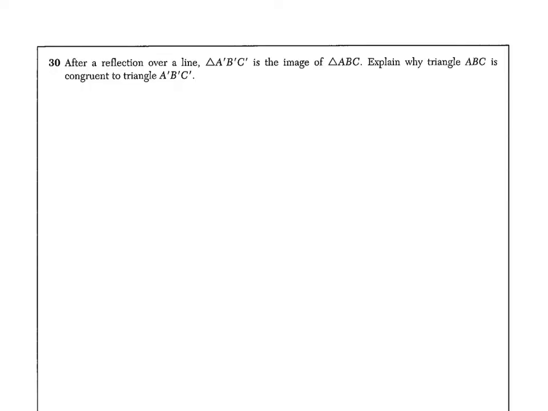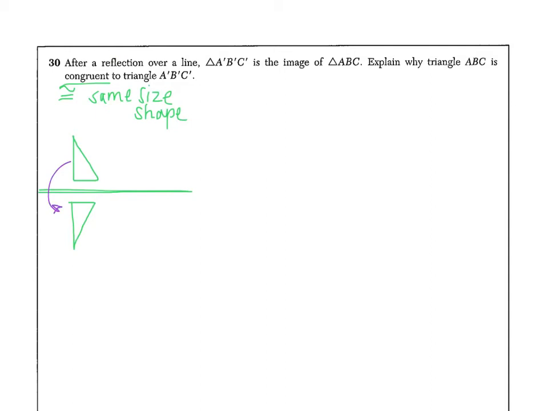Number 30 says, after a reflection over a line, triangle A prime, B prime, C prime is the image of triangle ABC. Explain why the triangle ABC is congruent to triangle A prime, B prime, C prime. Remember that congruent means same size and same shape. So if I were just to think about this on a graph, off a graph, it doesn't matter. If I take a triangle ABC and reflect it over a line, that's just a flip. And when I flip a triangle, I keep the same size, same shape, but I have to actually use properties of this reflection that help me describe why the triangles are congruent.